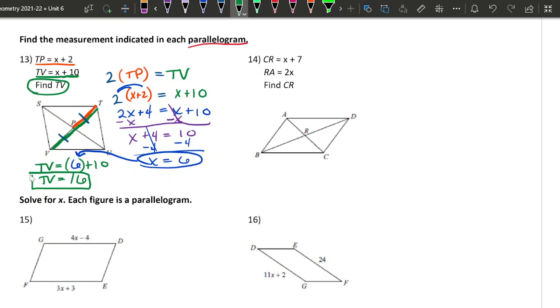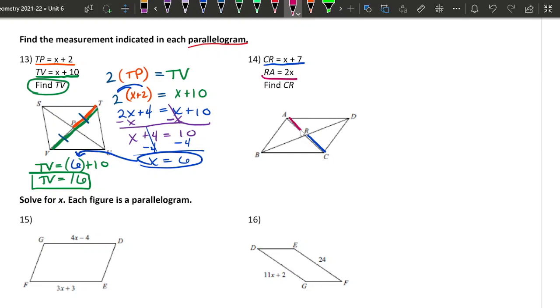All right. Number 14 is similar, but different. Still a parallelogram. This time we have CR is x plus 7. So find CR. There it is. And RA is 2x. Where's RA?